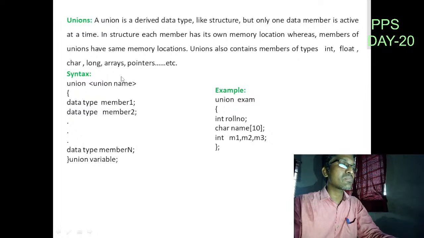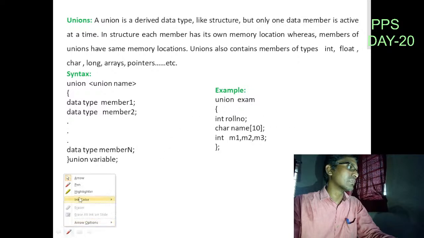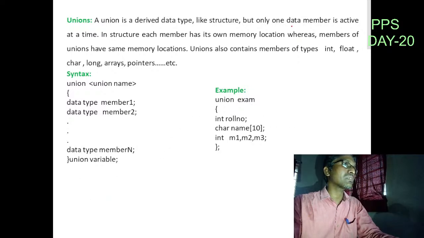The difference between a union and a structure is that in a union only one data member will be active at a time. For example, in a structure, we can initialize more than one structure member at a time, whereas in a union, you are not going to initialize more than one union member at a time. We initialize only one union member at a time.